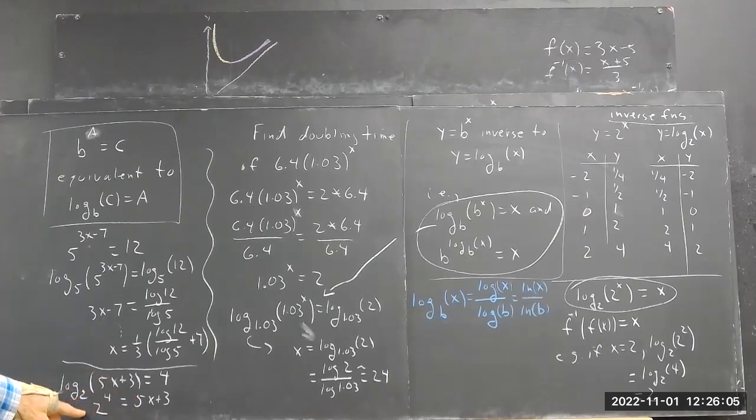2 to the 4th is 16. 5x plus 3 equals 16. It's a really easy equation. You get x is 13/5. You can do that in your head practically.